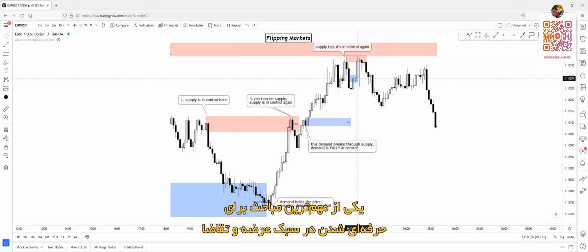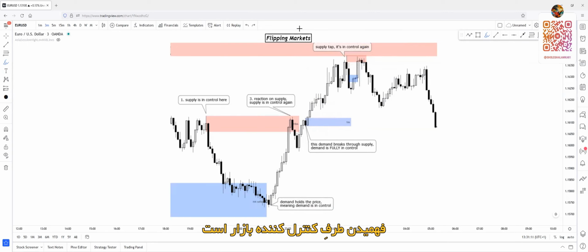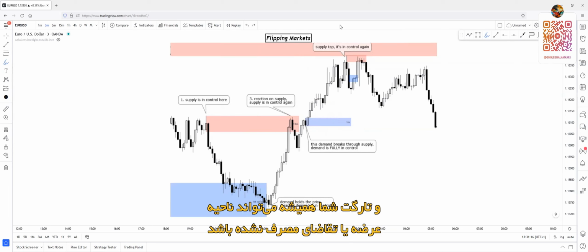This is one of the most important things in supply and demand trading to master, to understand what is in control and where you can execute the trades and what can be your TP. And your TP could always be the unmitigated supply or demand zones.